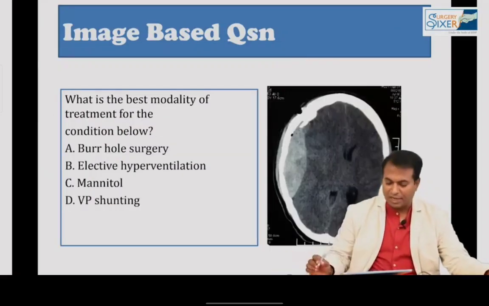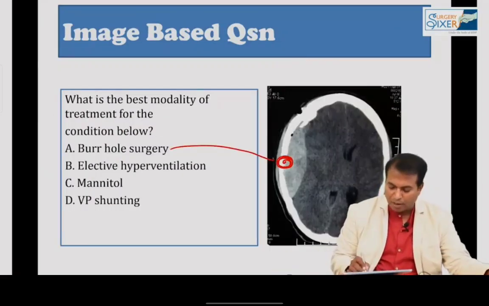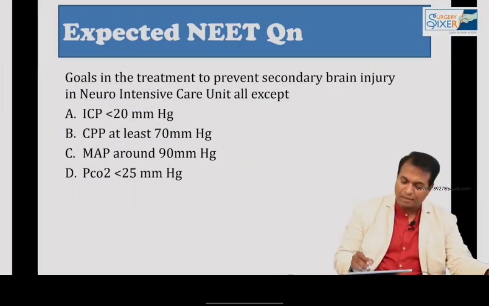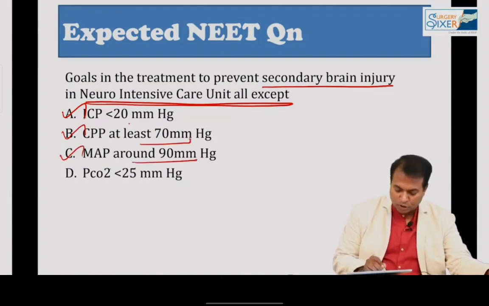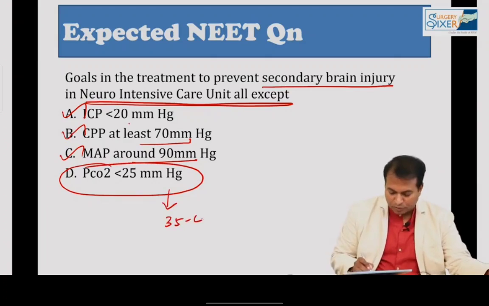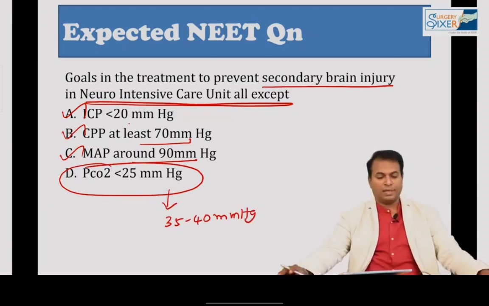What is the best modality for the treatment of this condition shown below? This is making a burr hole. Goals in treatment are to prevent secondary brain damage, neurointensive care unit values. Intracranial pressure should be less than 20. Cerebral perfusion should be more than 70. Mean arterial pressure should be 90. What should be the PCO2? It should be 35 to 40 millimeters mercury. It should not decrease below. That is wrong. Okay, these are direct questions.